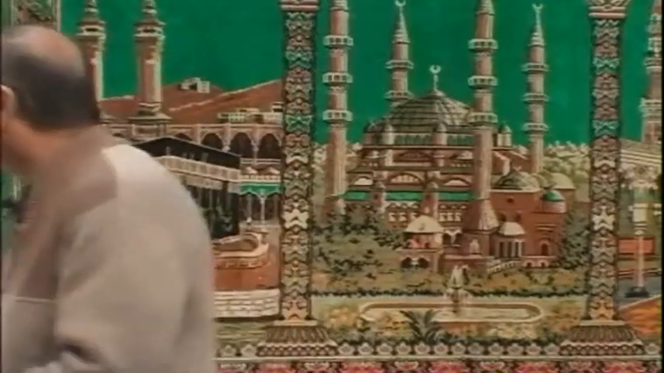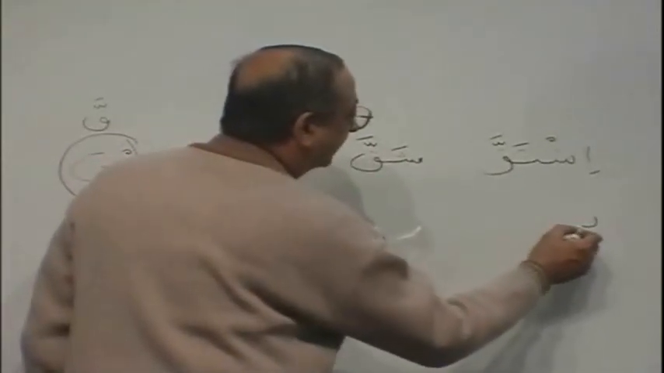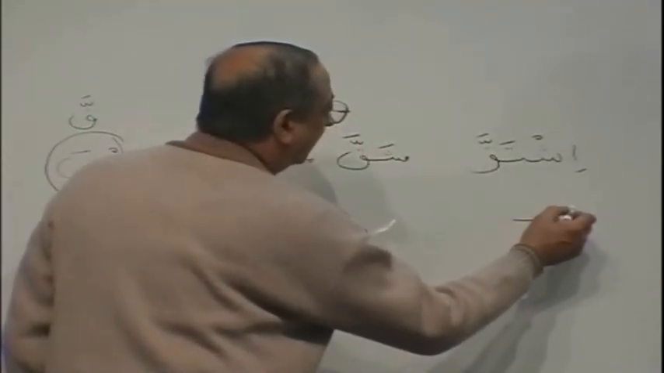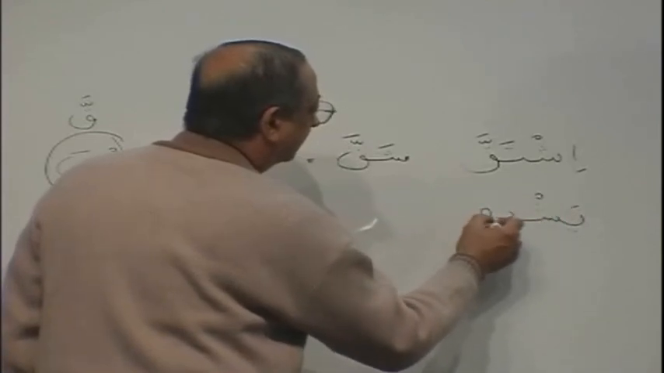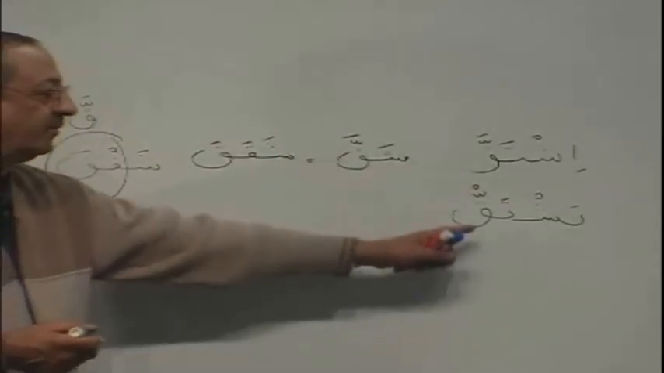Okay? So now the thing is, Ishtaqqa, what will be the Mudari? Yashtaqqa. Now, I'm trying to devote little time here so that in future you will become more strong with these kinds of verbs, brothers and sisters. Yashtaqu, and it will become Yashtaqu. Now tell me what is actually inside this verb.